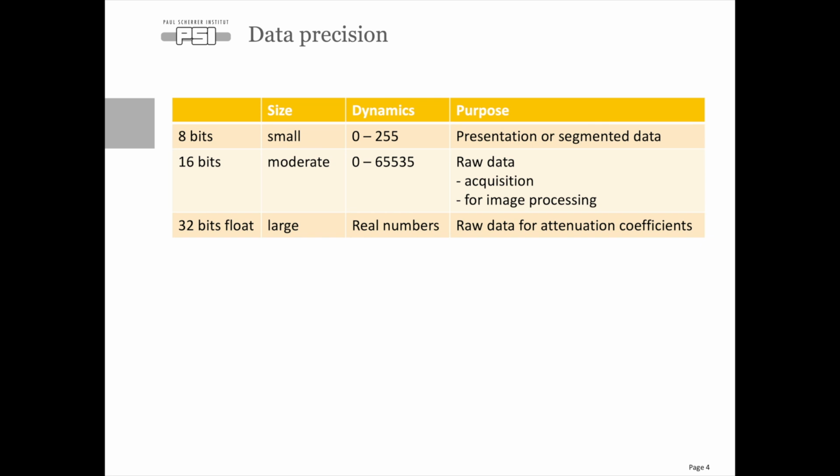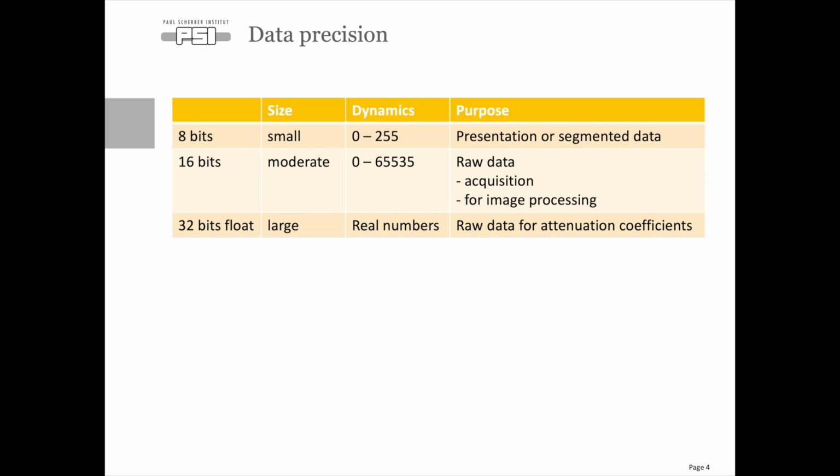When we come to data precision, that is when we want to save the data. You can select between 8 bits, 16 bits and 32 bits float. And this tells how many bytes you will need to save each pixel. 8 bits is relatively small, but also the dynamics is not very good. So mostly you only use 8 bits for presentation or segmented data. The 16 bits, moderate size, can have 65,000 gray levels, and it's often used for raw data acquisition or for image processing intermediate storage. The 32-bit float requires 4 bytes per pixel, but the advantage is it uses real numbers.